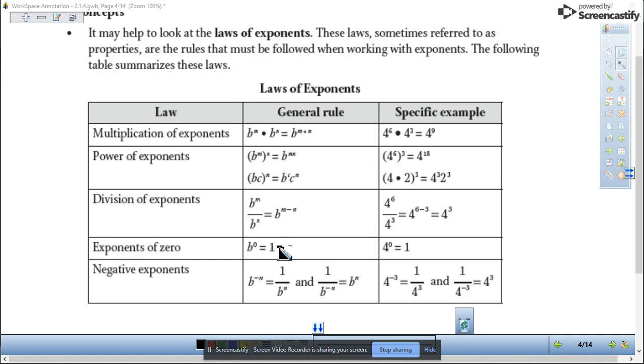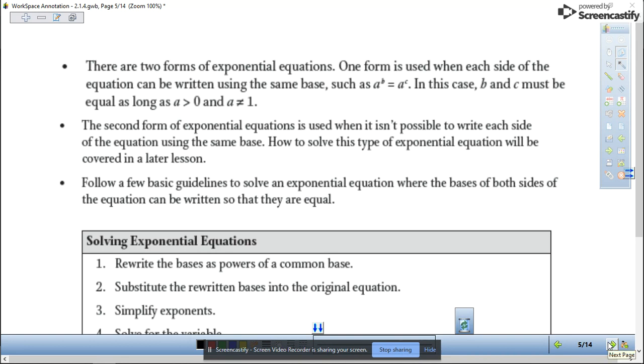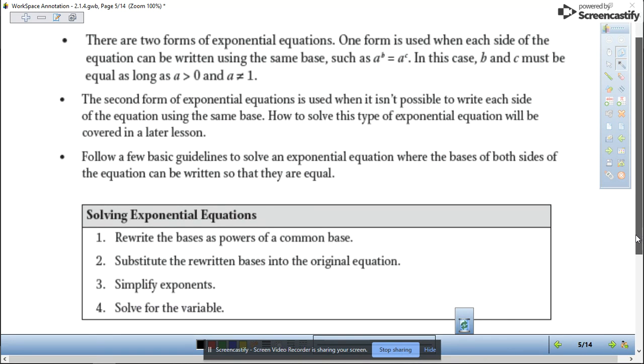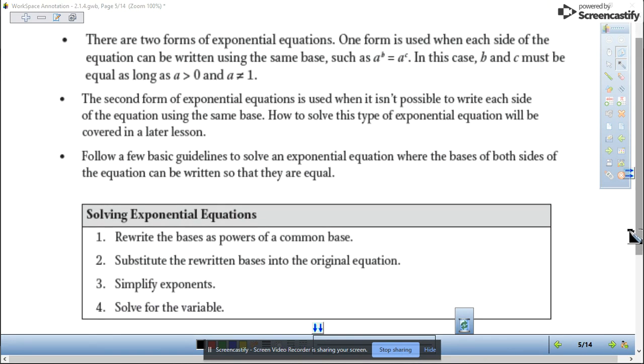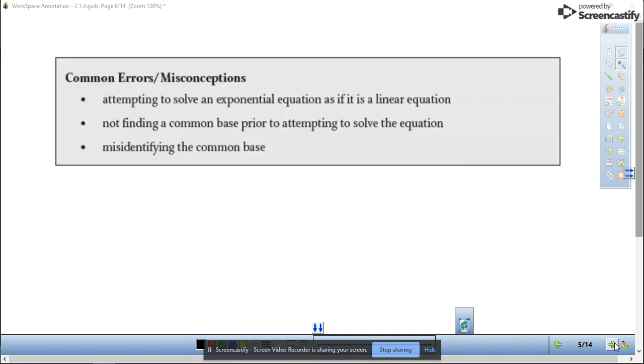Anything to the zero power is 1. And b to a negative power is 1 over b to that same power, okay? So in other words, 4 to the negative 3 is the same thing as 1 over 4 to the third. That's going to be super important for what we're doing today. So make sure you remember that, okay? Some basic rules and laws and all that kind of good stuff. Your base has to be bigger than 0. We're not going to be dealing with negative bases right now.